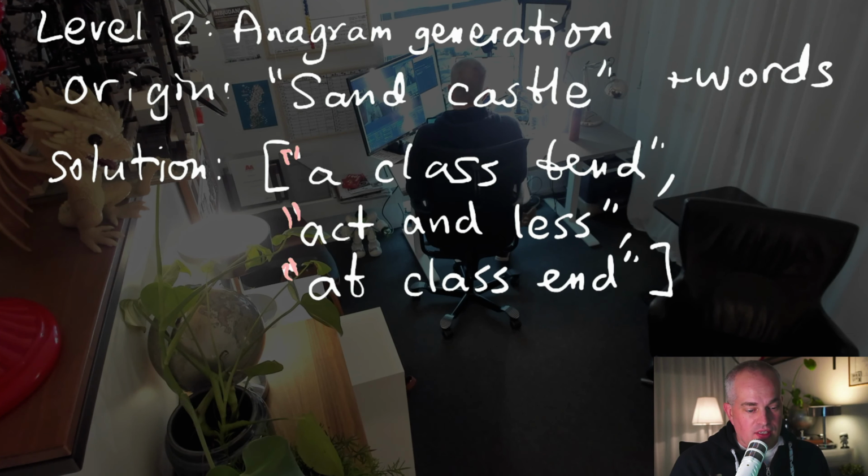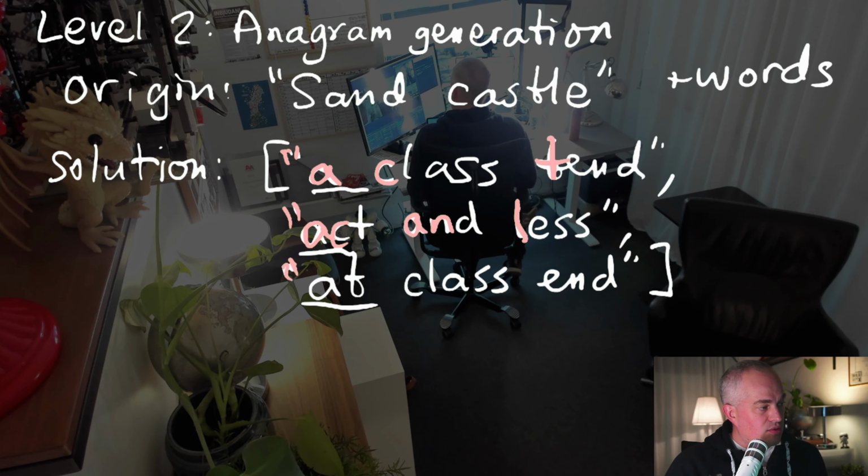One important note is that in this sentence, we need to sort the words in alphabetical order. So A, C, T here in a class tend. Act and less, then AC is before AN is before L. And again, at class end is also ACE. So they need to be sorted like that, all lowercase and with the space in between. And also, you need to make sure that between the words, they also need to be sorted in alphabetical order. So a class tend, that part, A space, comes before AC, comes before AT. So there is two sortings.